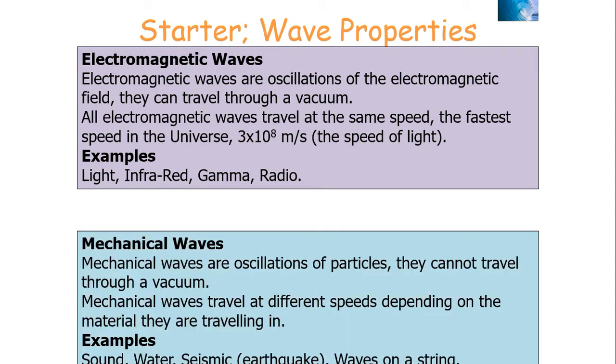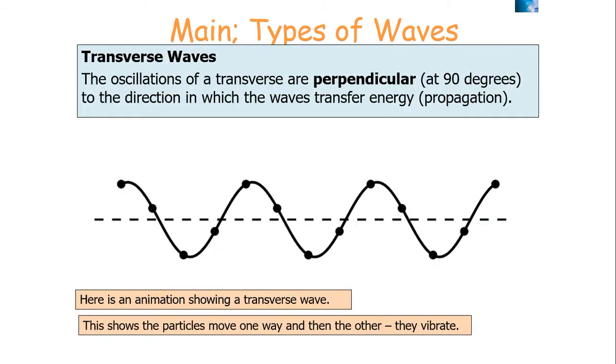A mechanical wave is an oscillation of particles. They cannot travel through a vacuum. Now, mechanical waves travel at different speeds depending on the material they're traveling in. Examples of this will include sound waves, water waves, waves on a string, and seismic waves or earthquake waves.